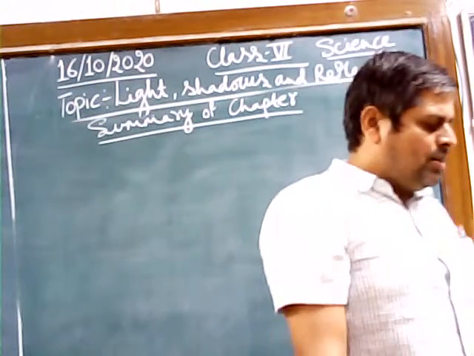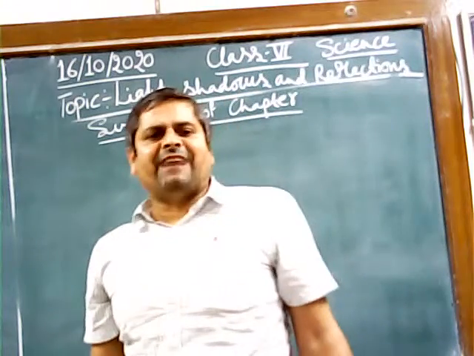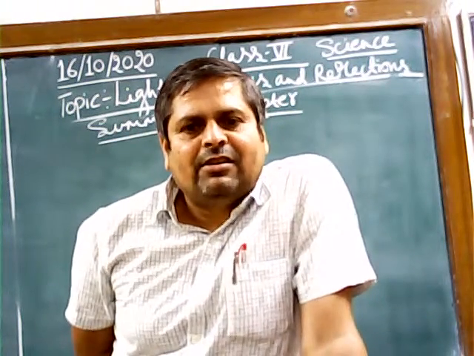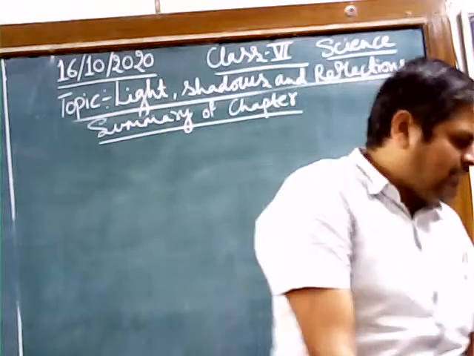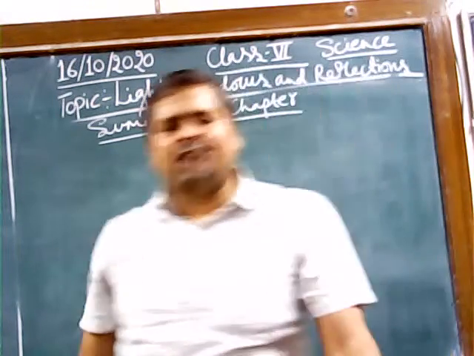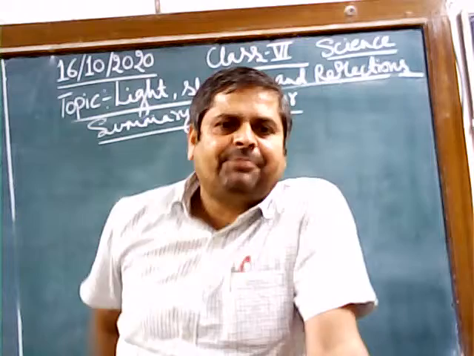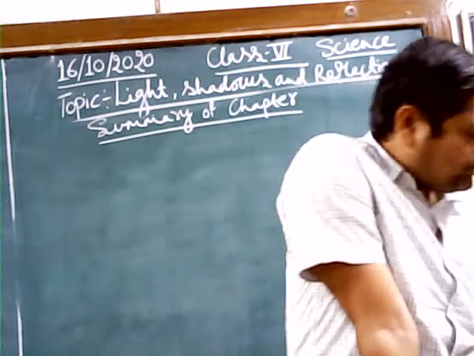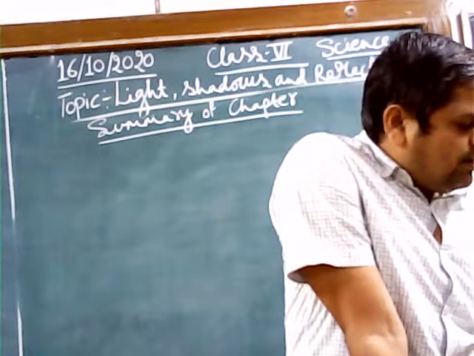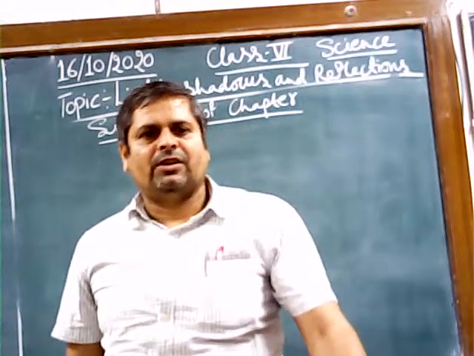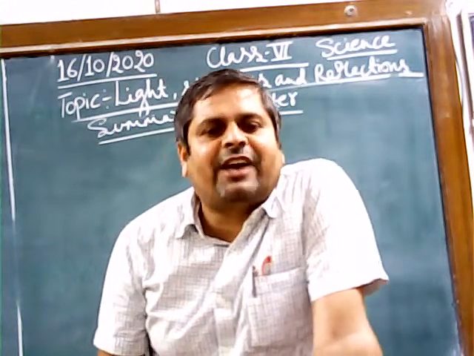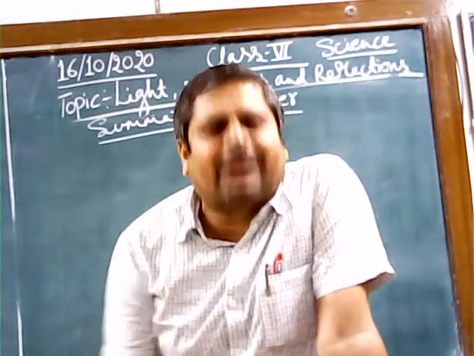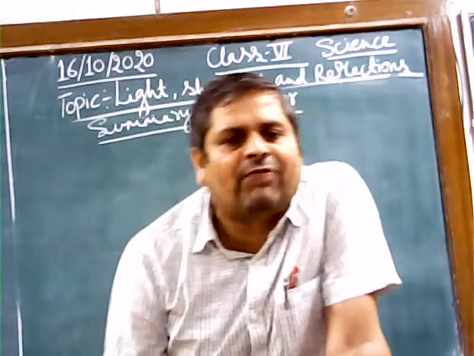Then opaque. What are opaque objects? Clear? Okay, very good. Then pinhole camera. Just now I have told what is pinhole camera. Then reflection. Reflection is the change of direction of light when it falls on an opaque object like mirror. Okay, this is called reflection of light.